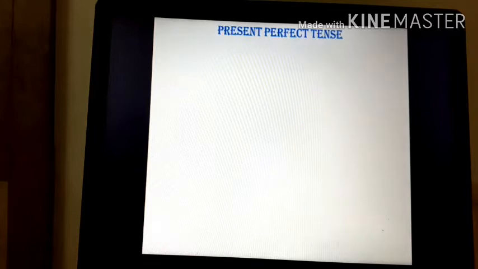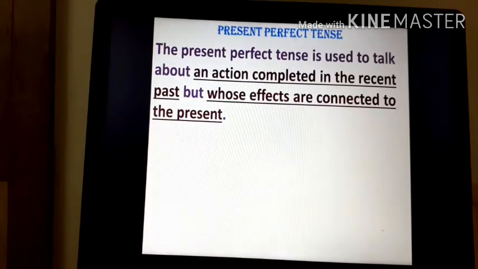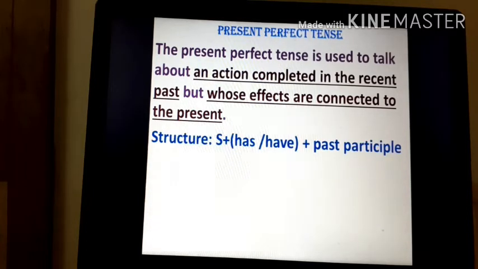Let's start present perfect tense. Here goes the definition. The present perfect tense is used to talk about an action completed in the recent past but whose effects are connected to the present. Here goes the structure. The structure is subject plus has or have plus the past participle, that is the V3 form of the verb.